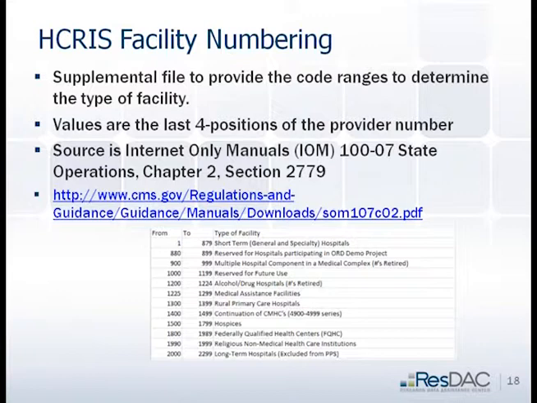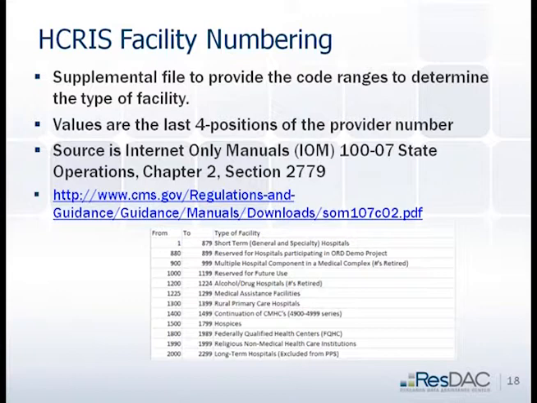Okay. The next document within the documentation download is what's called the HCRIS facility numbering. This is a supplemental file. This is just there. It's kind of nice. The HCRIS facility numbering is here to tell you how to interpret the last 4 digits of the Medicare provider ID number. Although on claims you'll find an NPI, that's required, CMS still likes to use the Medicare provider ID number, the 6-digit number, as a way to identify the different facility types.